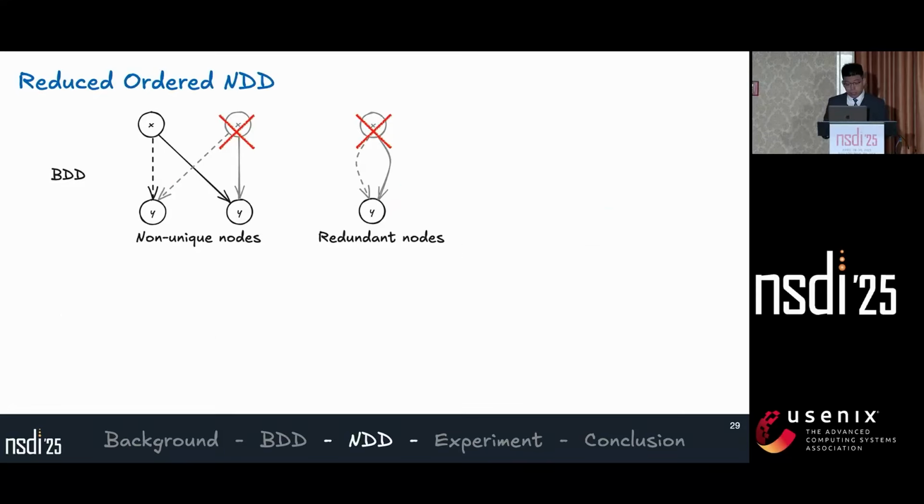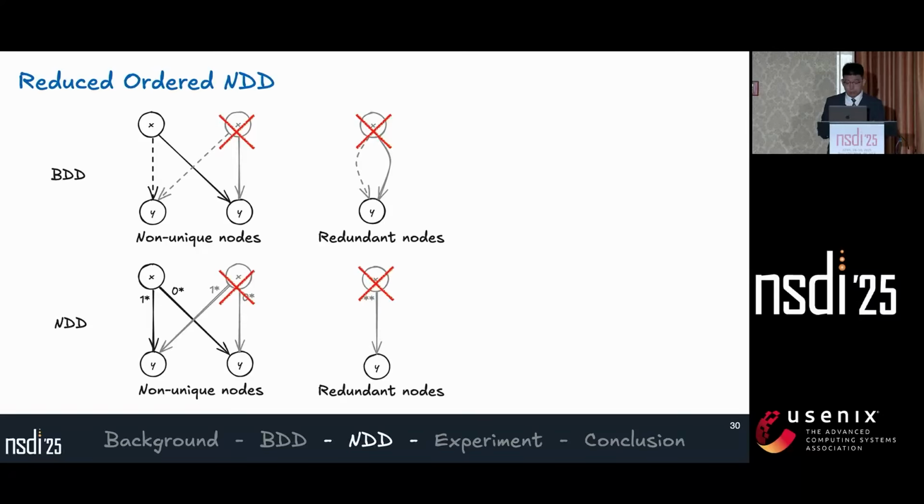Recall that BDD achieves a compact representation of a Boolean formula according to these 2 reduction rules. And for NDD, we have a similar form of these 2 reduction rules. First, if 2 NDD nodes have the same variable and edges, we will merge these 2 nodes into a single one without affecting the Boolean formula. And second, if an NDD node has only one edge labeled with the BDD true, then we will remove this NDD node since it is redundant.